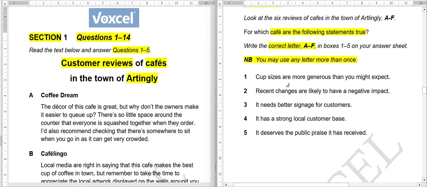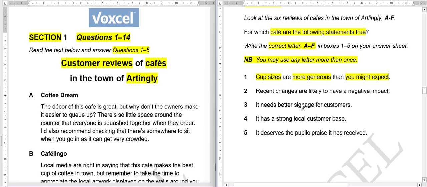Cup sizes are more generous than you might expect. In whichever cafe, more generous just means bigger cups. So if I tell you in simple terms, cup sizes are bigger than you might expect. Let's just say whatever terms they use to denote their cup sizes, small, medium, large, their small cup size will be bigger than other cafes' small cup size. Things like that. Hope it is clear. Are you getting my point?